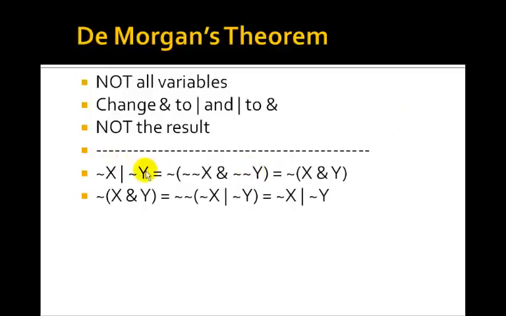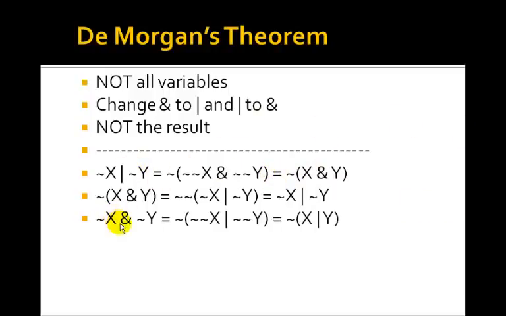We could do it backwards. If you start with this one, not (X and Y), not all the variables, X becomes not X, Y becomes not Y. Change ANDs to ORs, and not the result. This goes away, you end up with not X or not Y. So it just goes backwards.